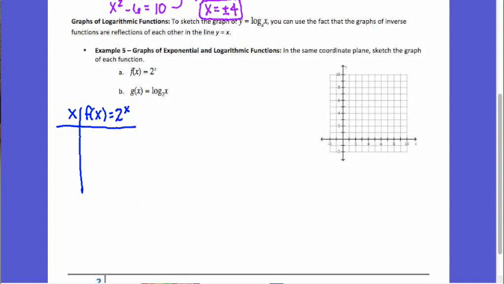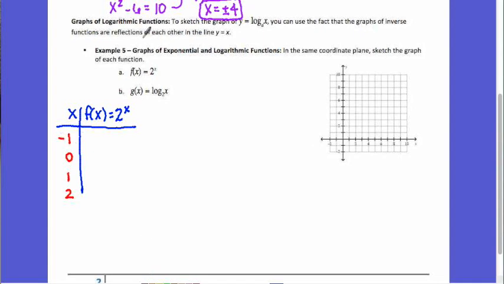We're going to pick a few x values and plug those values in up here and get some y values, and then we'll plot those points. We're going to have a table of values. So we'll do -1, 0, 1, and 2. We'll give those a shot for right now.